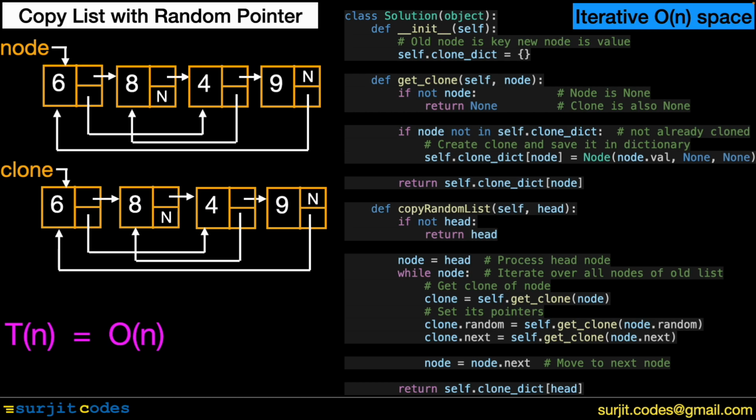Every node is processed only once, so time complexity is of the order of n. Each node is saved in the dictionary, so space complexity is of the order of n.